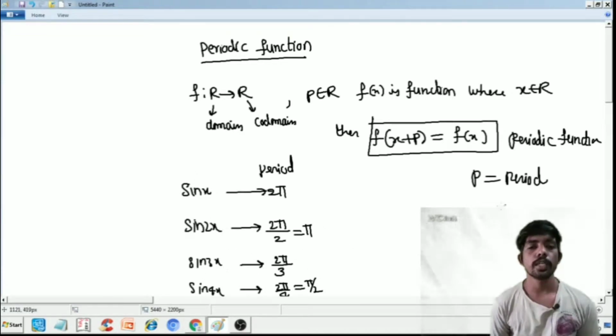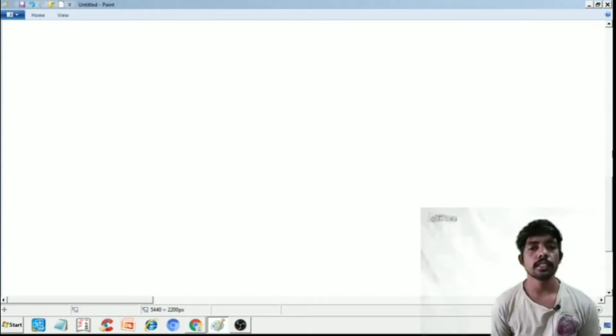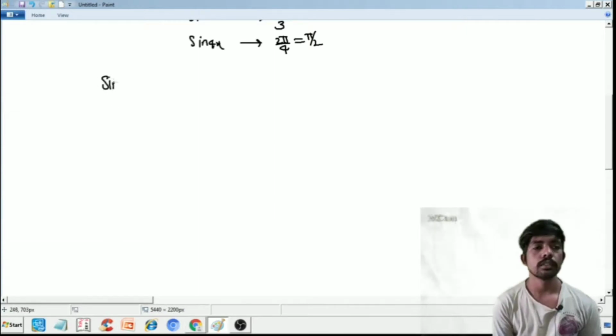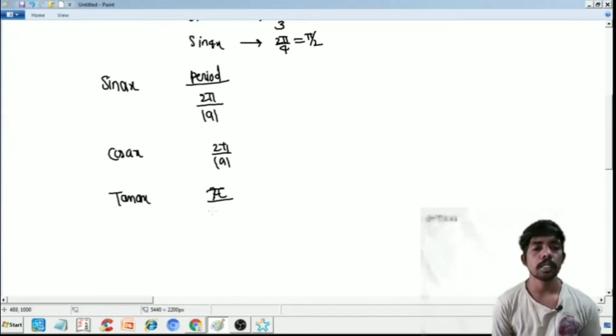Now in generalized form we can write: the period of sin ax is 2 pi by modulus a, the period of cos ax is 2 pi by modulus a, and the period of tan ax is pi by modulus a. For sin ax, cos ax and tan ax, the period is this.